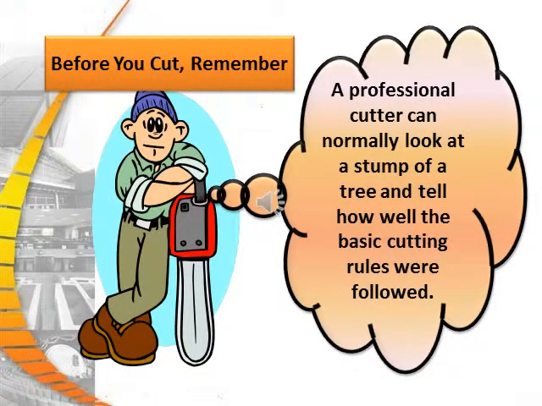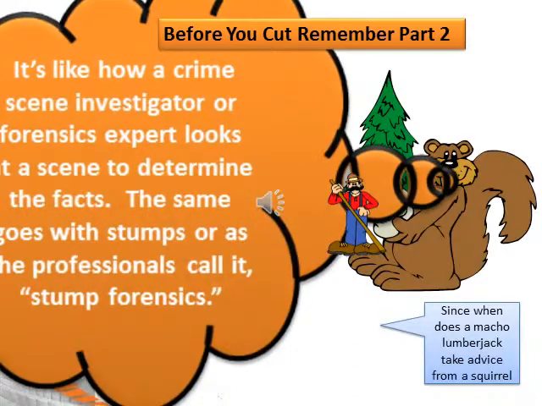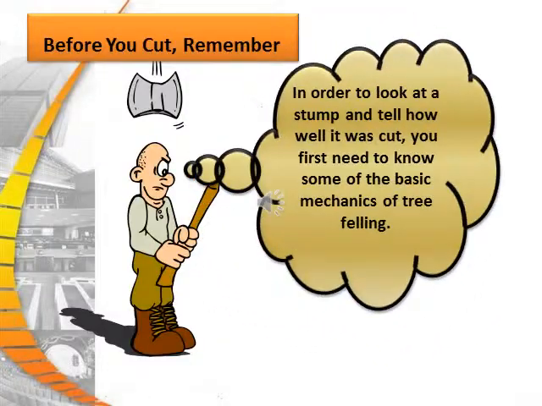A professional cutter can normally look at a stump of a tree and tell how well the basic cutting rules were followed. We're going to go into that so that you'll be trained as well. It's like a crime scene investigator or a forensic expert who can look at a scene and determine the facts. The same goes for stumps, and professionals call it stump forensics. Before you cut, remember, in order to look at a stump and tell how well it was cut, first you need to know some of the basic mechanics of tree felling. So let's get into them.